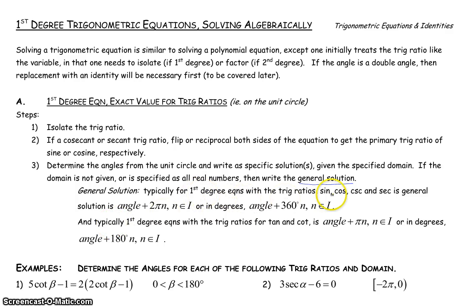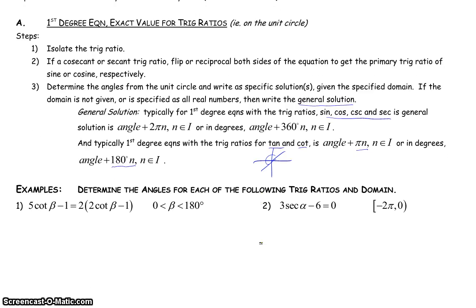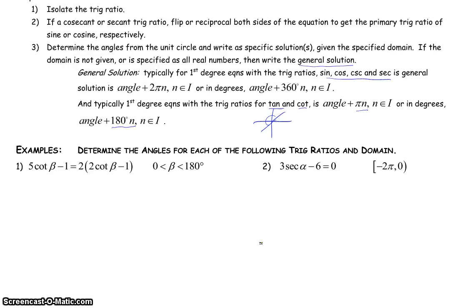The other thing, so that's typically for sine, cos, cosecant, and secant. If you have a first degree equation with tan or cotan, you typically take what would have been your answer plus pi n if it's in radians, or in degrees, the angle plus 180 degrees n, okay? Where n is an element of the integers. That's because with tan or cotan, the other answer is always in a straight line from the first answer. So it's really just 180 apart. And you could connect that to graphs as well, where the period for tan and cotan is pi or 180, and for sine, cosine, and the other ones, it's 2 pi or 360.